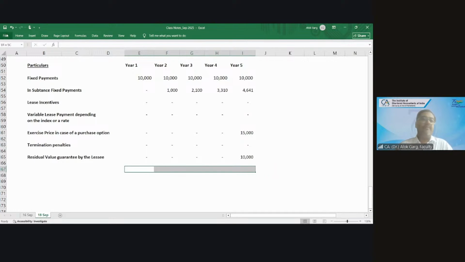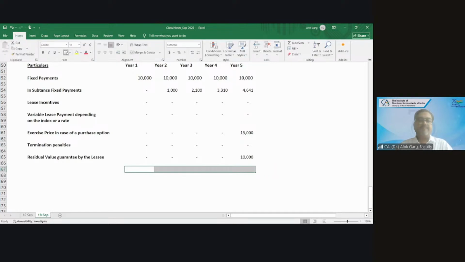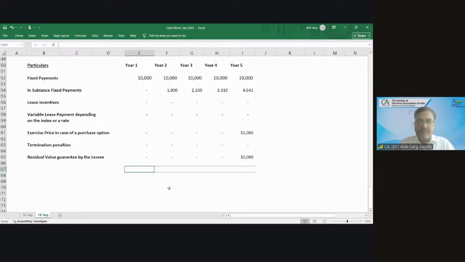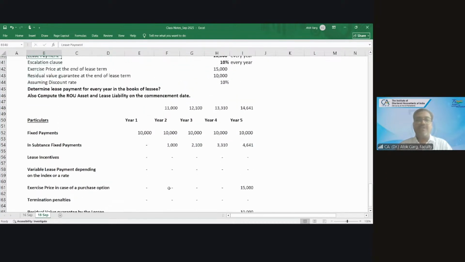So let me compute my annual lease payment. This is my lease payments year by year. These are my lease payments. Now, friends, what is my second part? What is the second question?